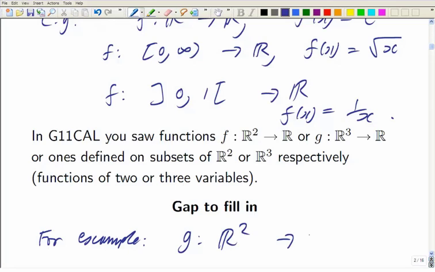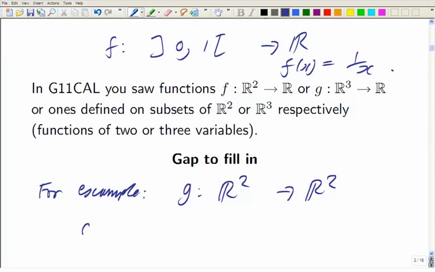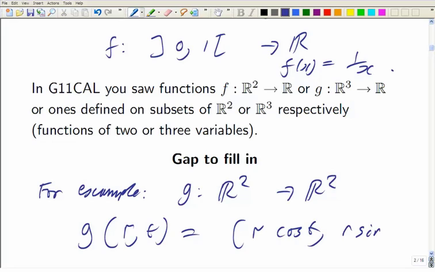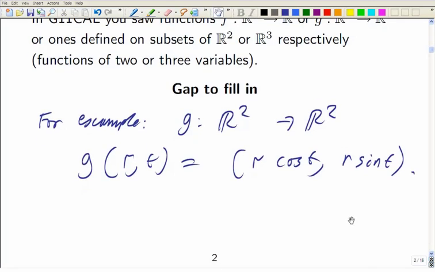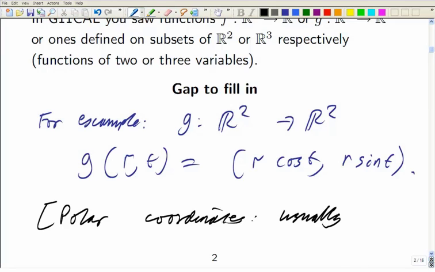Let's have g from R squared to R squared defined by g of (r, t) is equal to (r cos t, r sin t). This is actually a perfectly nice function, but it's the polar coordinates expression in disguise. You wouldn't normally use it for negative r, though, but there's nothing to stop you. And so on. You can write down all sorts of expressions for your functions, any function of several variables.